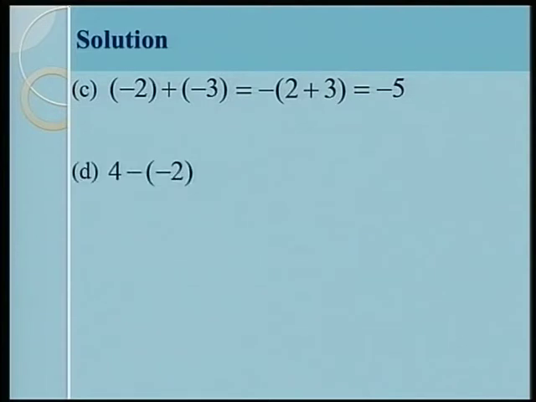We now look at the solution for part D. 4 minus negative 2. Here again, you will remember that two negatives will give positive. We need only to find 4 plus 2. So easy, students, which equals 6.